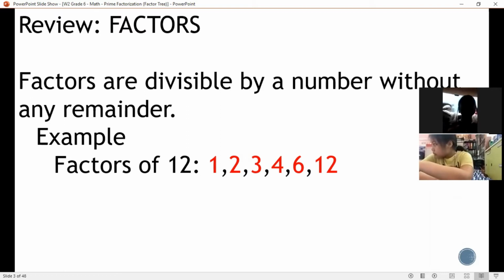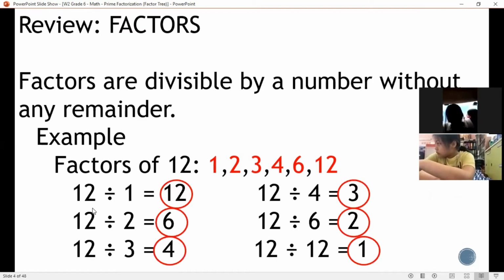So how did we get these factors? Let's look at this. 12 divided by 1 is 12. 12 divided by 2 is 6. 12 divided by 3 is 4. 12 divided by 4 is 3. 12 divided by 6 is 2, and 12 divided by 12 equals 1. We have these answers. Do they have any remainder? They don't have, right? Okay, so that's how we get the factors of numbers.